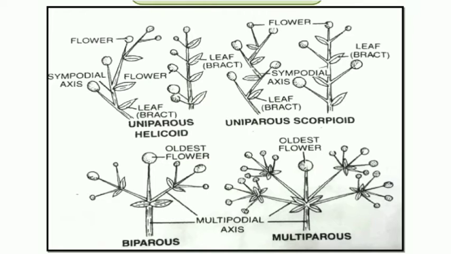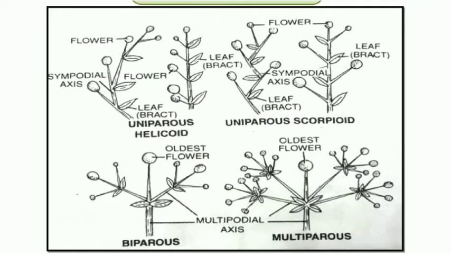In case of helicoid cyme, the branching will be only on one side, either towards the right side or towards the left side. Okay. So, one left side branch, one flower, next left side branch, next flower. Like that the branching will be only on one side, that is what we call helicoid cyme.